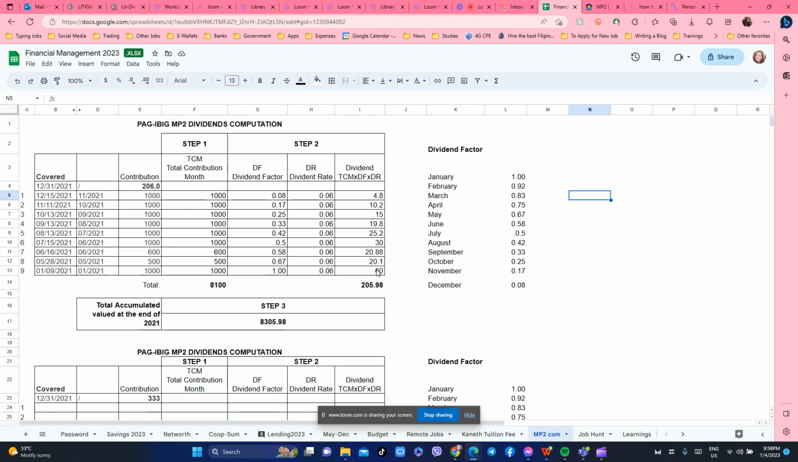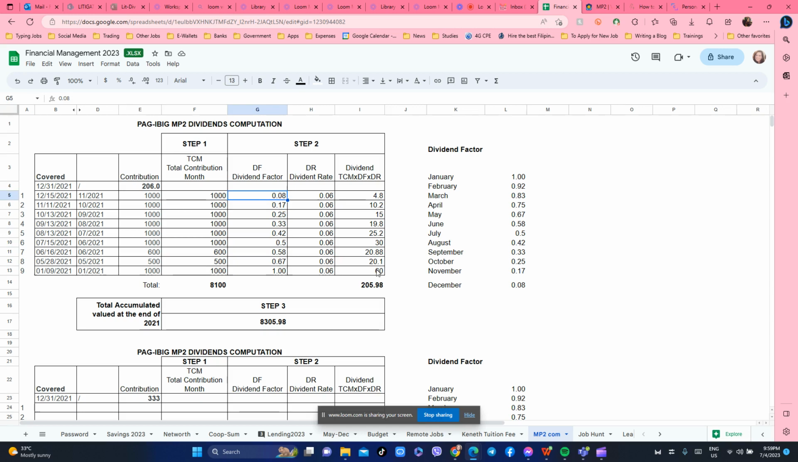6%. So 6% divided by 100, you have 0.06. So this is our dividend rate for the year 2021. Since we already know the dividend rate, let's see naman how we can get the dividend factor each and every month.